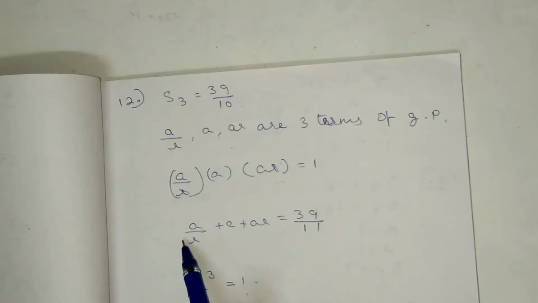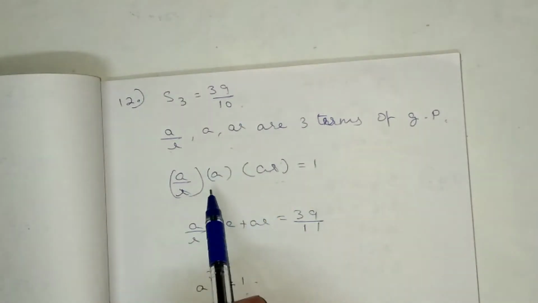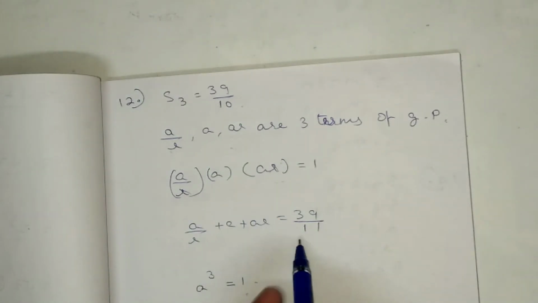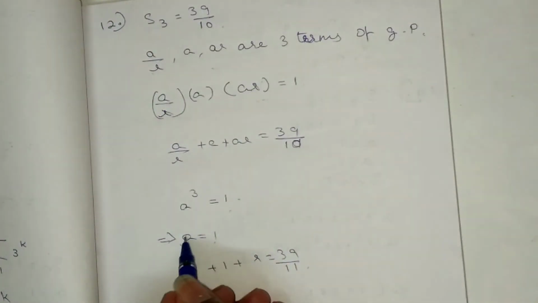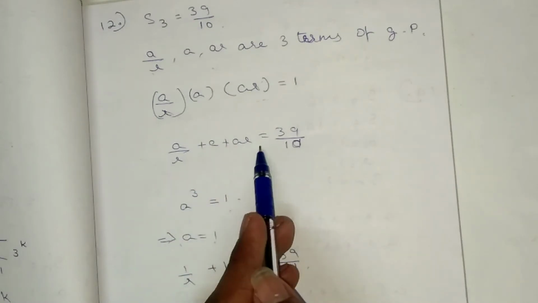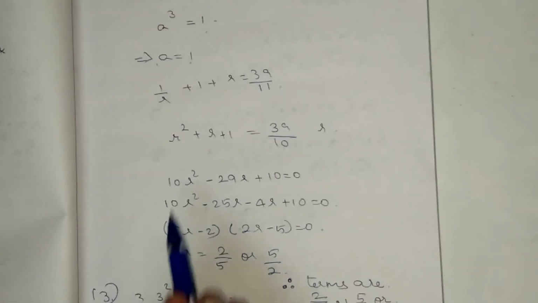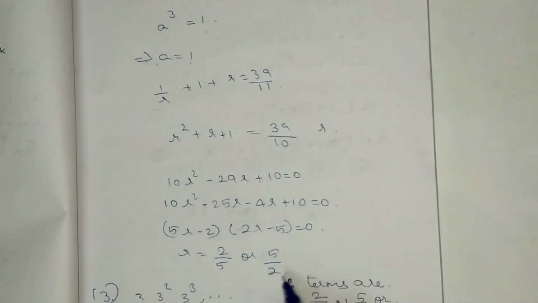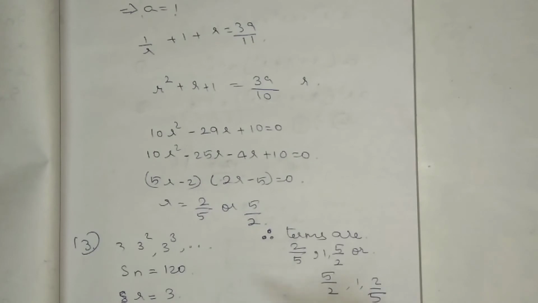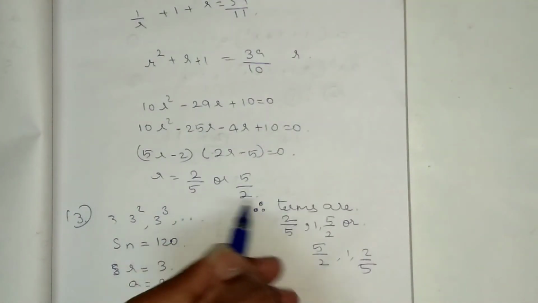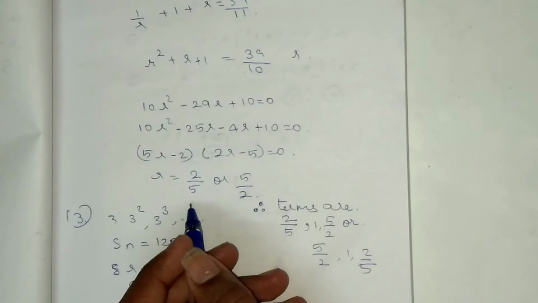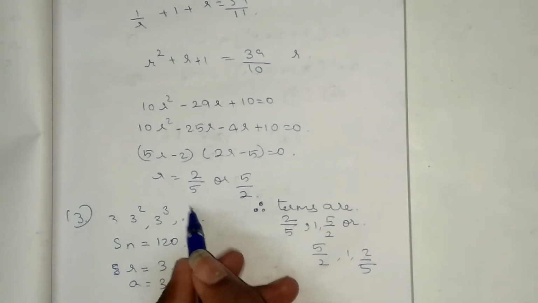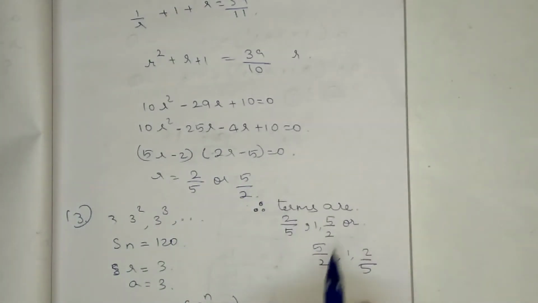Now they have given that the summation of the first three terms is equal to 39 by 10. So you have found out the value of a as 1. Substitute that here and you would of course find the value of r. For finding the value of r, you will get a quadratic equation. If you solve that quadratic equation, you would get the value of r as this one. Since they have asked us for the geometric progression and there are two common ratios for us, you have to find two ratios, two geometric progressions for them.